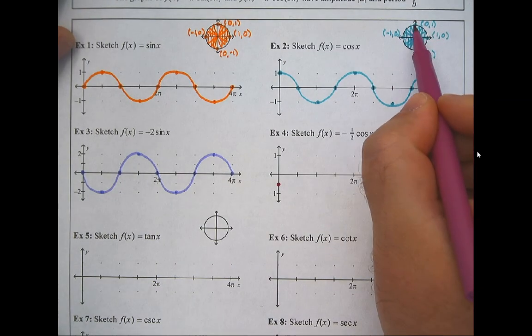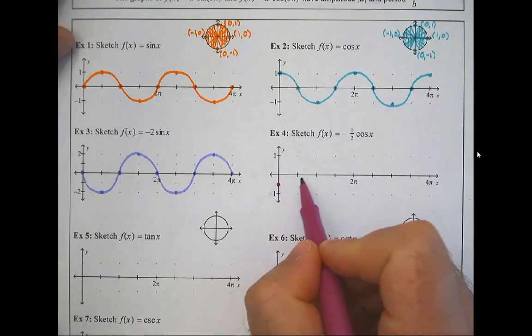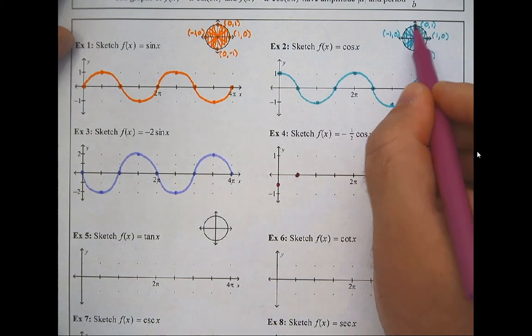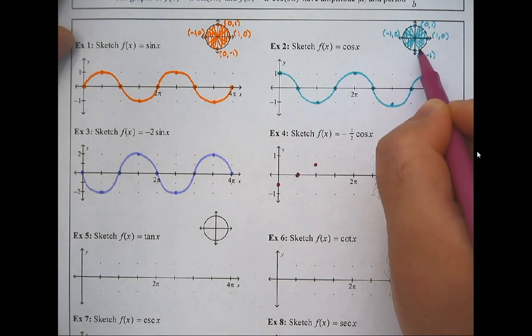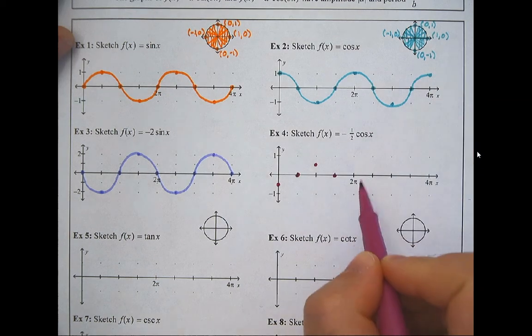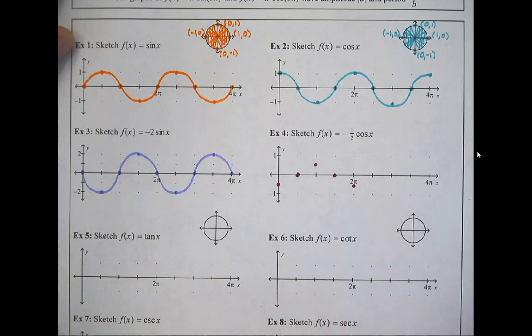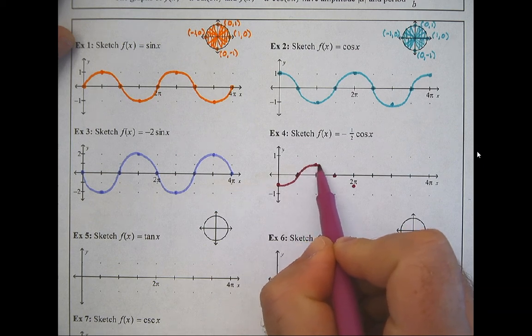Then I rotate up to 90. That's x value of 0, times negative 1/2 is 0. Negative 1 times negative 1/2 is positive 1/2. 0 times negative 1/2 is 0. And then 1 times negative 1/2 is negative 1/2. So here's one period of this graph.